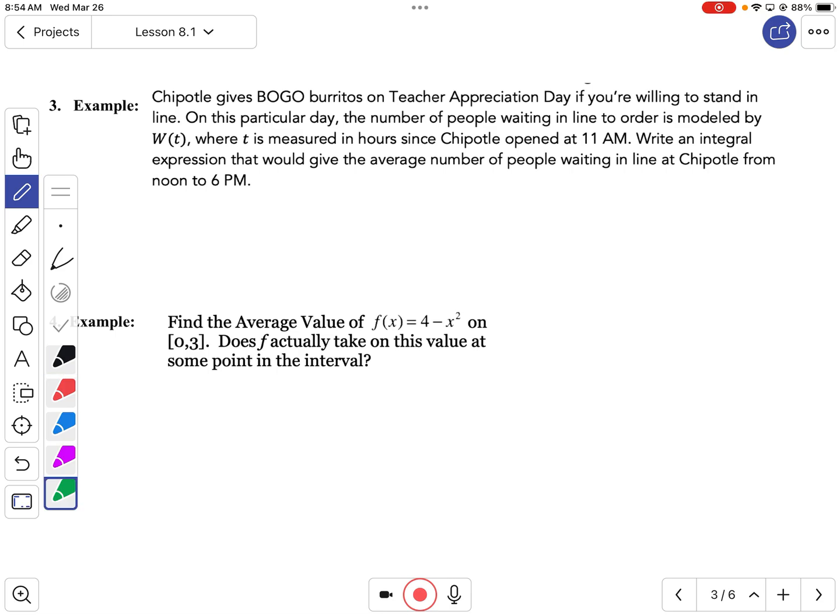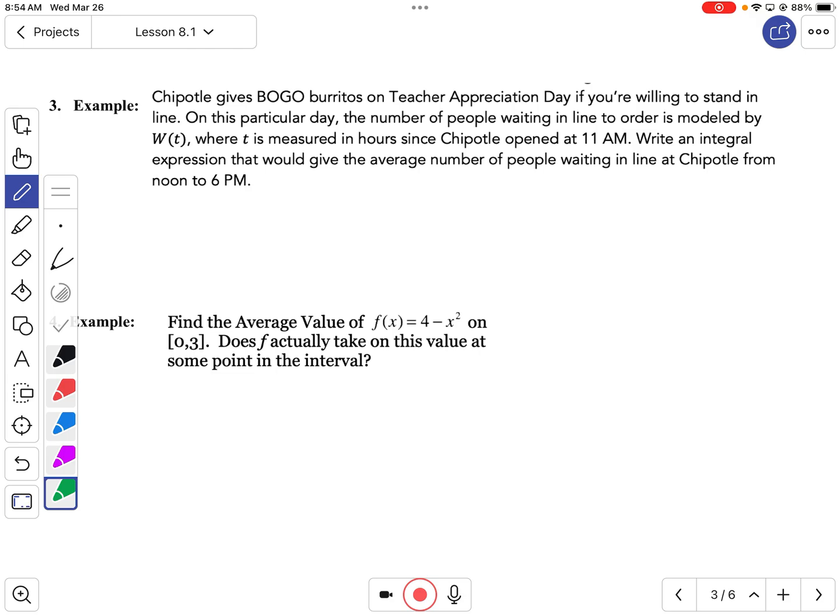All right, so let's take a look at this one. First thing they want me to do: BOGO burritos on Teacher Appreciation Day, if you're willing to stand in line. On this particular day, the number of people waiting in line to order is modeled by W of T, where T is measured in hours since Chipotle opened at 11 a.m. Write an integral expression that would give the average number of people waiting in line at Chipotle from noon to 6.